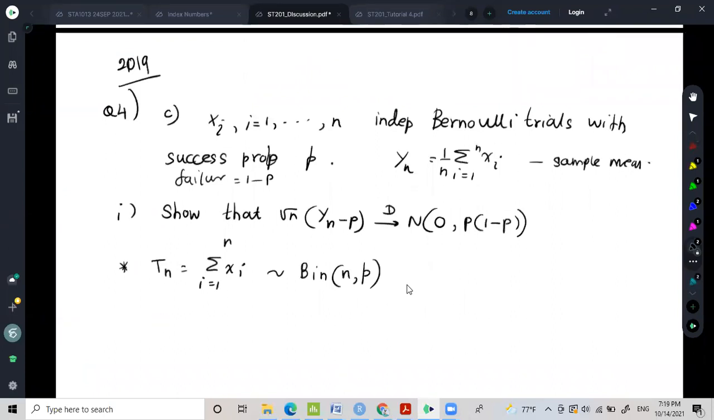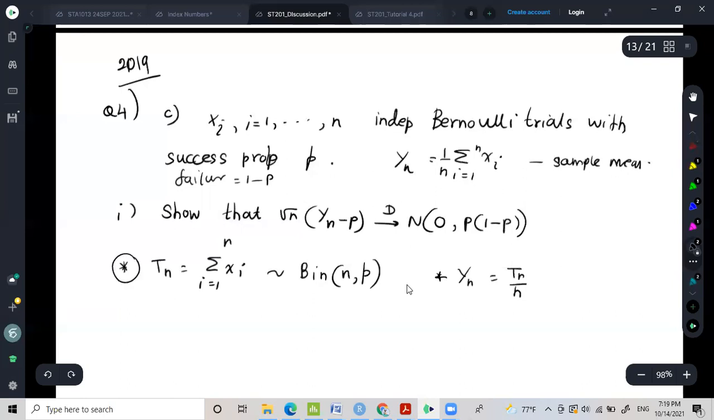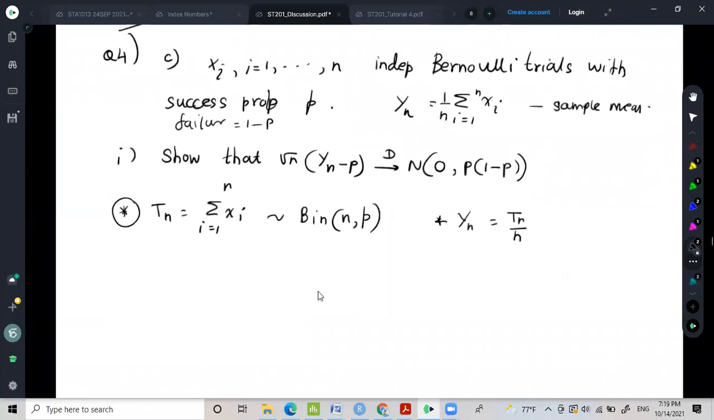You have independent Bernoulli trials. When you have n of them, that becomes the binomial. That is how we define a binomial distribution: a collection of independent Bernoulli trials. So you should know this to start with. And it is given that Yn is this sum, Tn divided by n, which you get from the given information. We assume that you know the connection between binomial and Bernoulli trials.